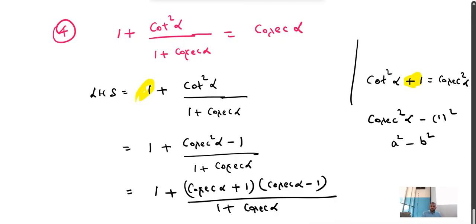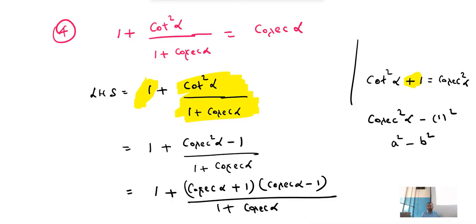Please be careful. This 1 is separate. Cot square alpha plus cot square alpha by 1 plus cosecant alpha is separate. Don't write the whole thing as one divide. Understood? This part is separate, this part is separate. Can you see here? I am keeping the 1 to the left side only. I am not writing a whole divide. We have lots of difference between these two terms.